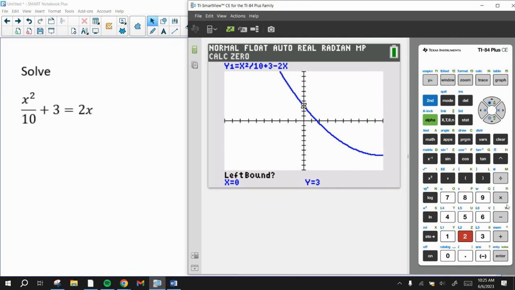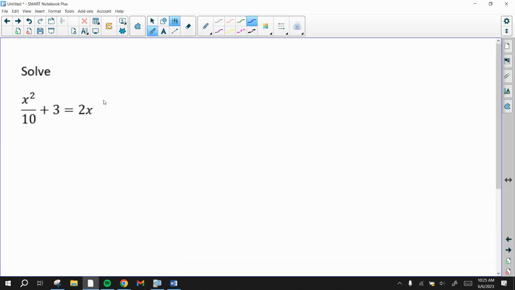So my left bound would be anything to the left of 1.5, say like 0. I can just type that in, enter. And then the right bound, anything to the right of 1.5, which is in the screen, which is 6. That's arbitrary. And then the guess, just enter, and it will shoot over to that 0, which is 1.633. Not exactly. You can see that it's a longer decimal.